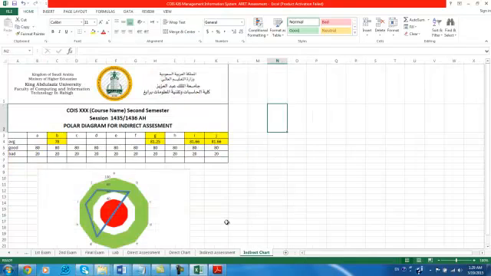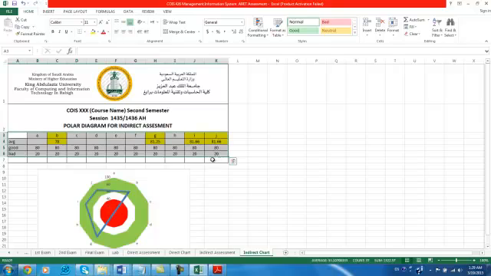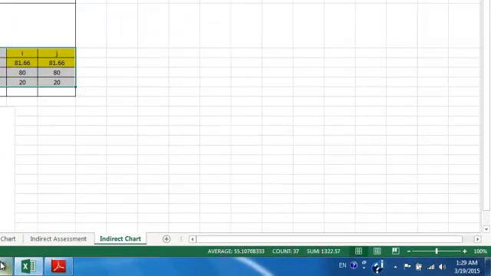This is the average we will use for the indirect assessment polar diagram. So this is a polar diagram for indirect assessment. Same as we draw in direct assessment, we need to draw the indirect assessment polar diagram, and this is indirect assessment basically.